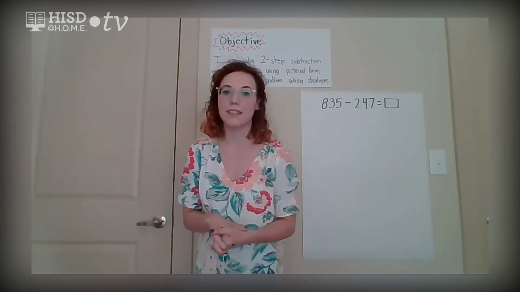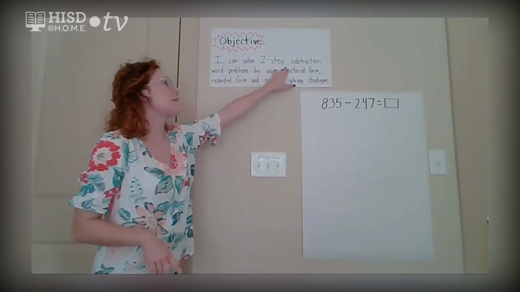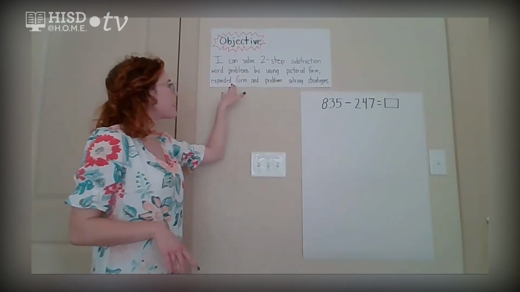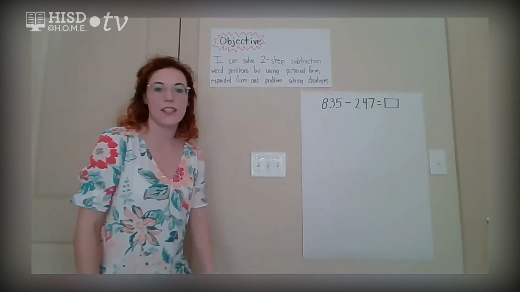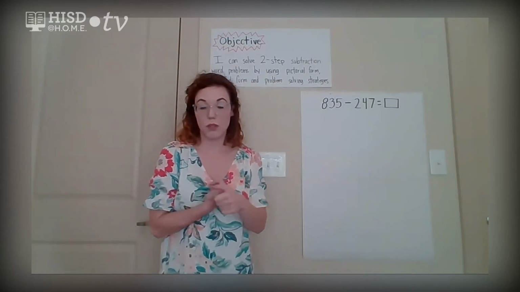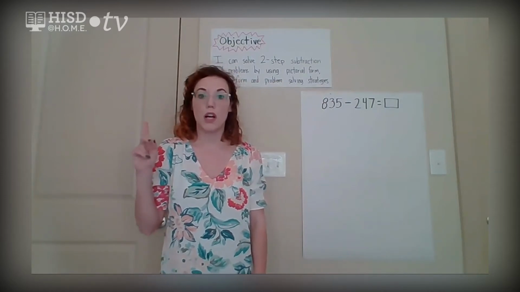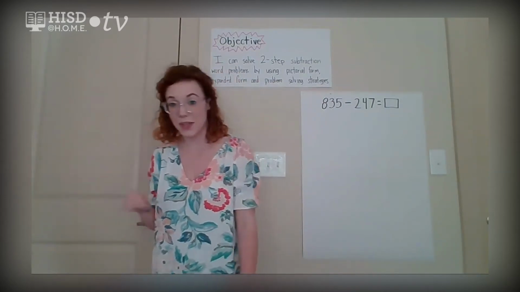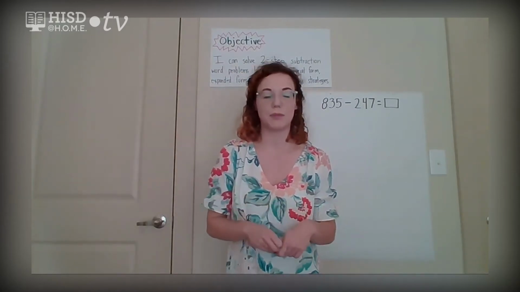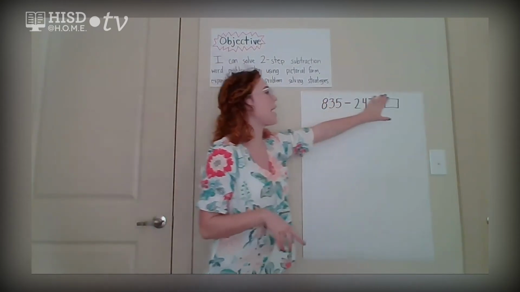So let's look at our objective. I can solve two-step subtraction word problems by using pictorial form, expanded form, and problem-solving strategies. So we're going to be using the same strategies as last week: pictorial form, which we've been doing since week 1, expanded form, which we've been doing since week 2, and some problem-solving strategies, which we've been doing for the past few weeks. All right, so I want you guys to look at this problem we have right here.